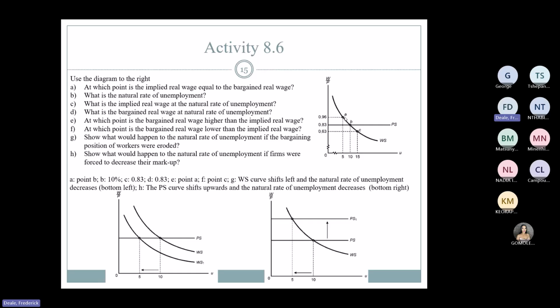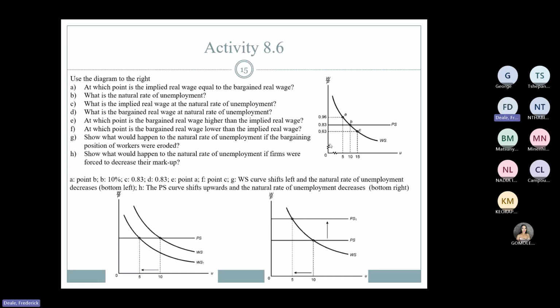At point A, the real wage is higher than at the natural rate of unemployment, right? Or than the implied real wage. At which point is the bargained real wage lower? That's the opposite. So at point C, that's lower than the implied real wage. Remember, implied real wage is this 0.83. So I hope that makes sense. This one is lower, that one's higher. Point A, point C.